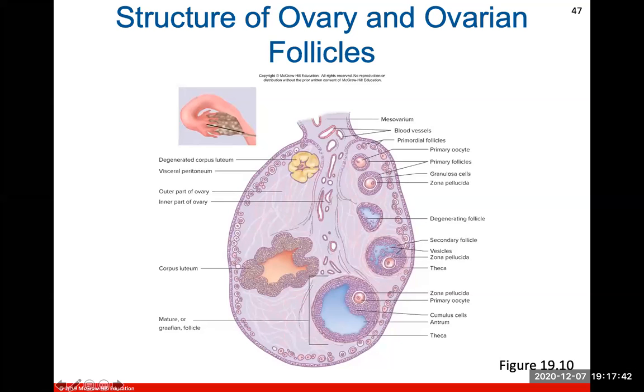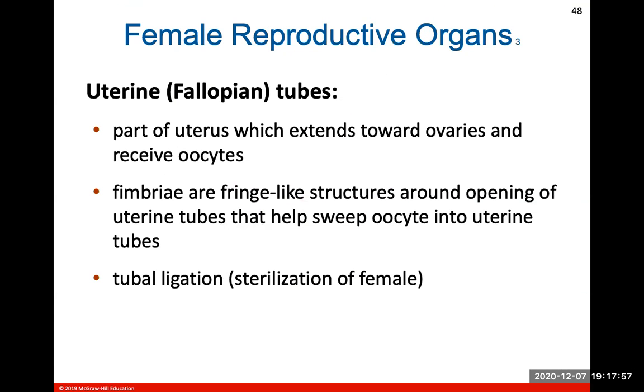You can see how, similarly to spermatogenesis, oogenesis starts with primordial follicles, primary oocytes, and eventually matures into a mature egg or oocyte. The uterine tubes, also known as fallopian tubes, extend from the uterus toward the ovaries and receive the oocytes. Fimbriae are fringe-like structures around the opening of the uterine tubes that help sweep the oocyte into them.